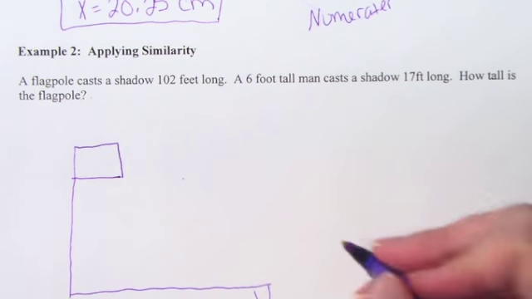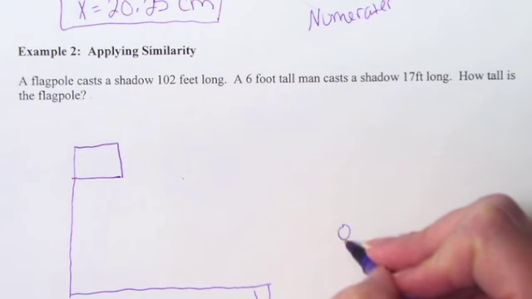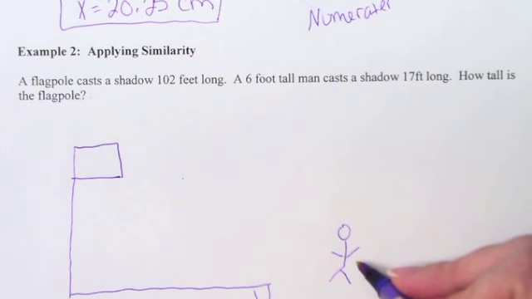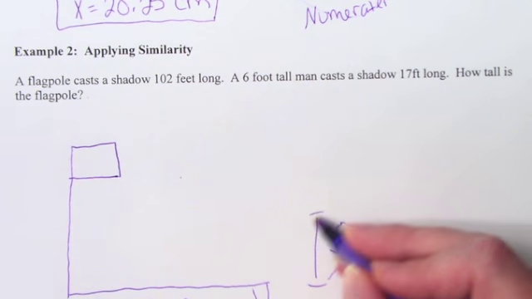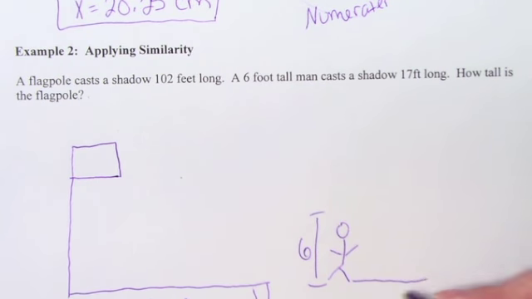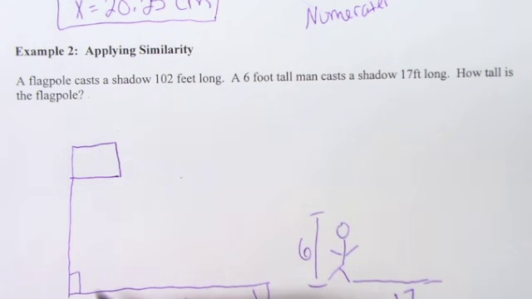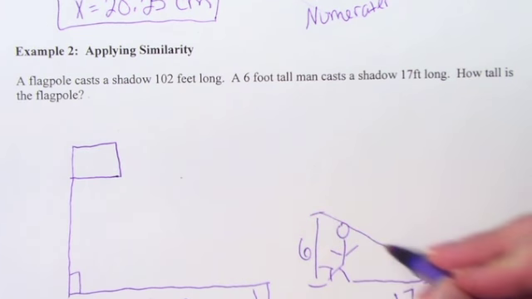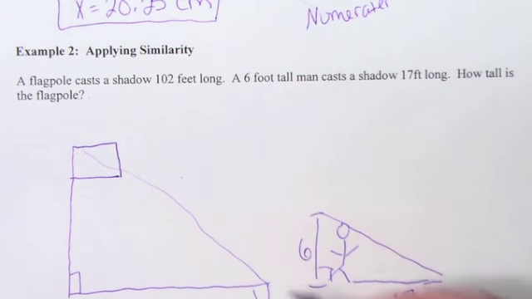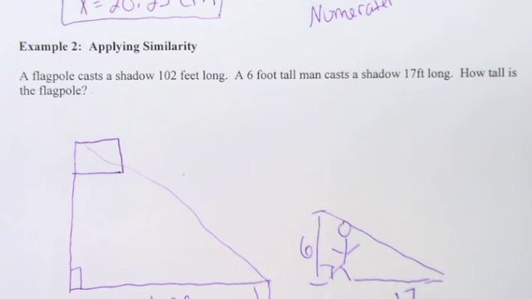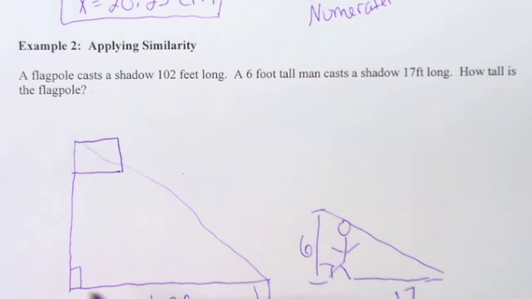Okay, and then we also have a 6-foot tall guy. Okay, I'm a stick figure person. I cannot draw, really. But we have a 6-foot tall guy. Okay, and he casts a 17-foot long shadow. All right, so what we do is we create right triangles because we got the vertical and the horizontal. They create a right triangle. Okay, so they create a triangle here where they're similar because when the sun shines down, it's going to create similar figures here.